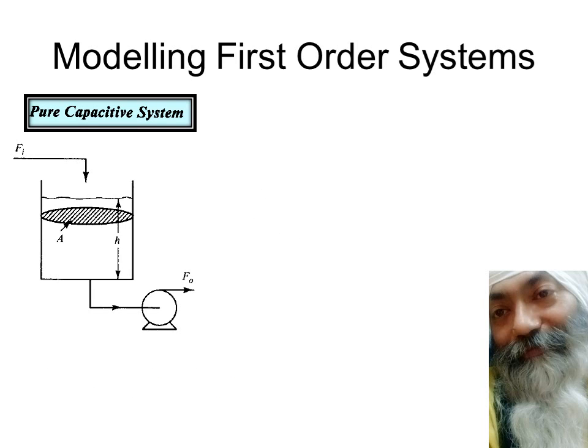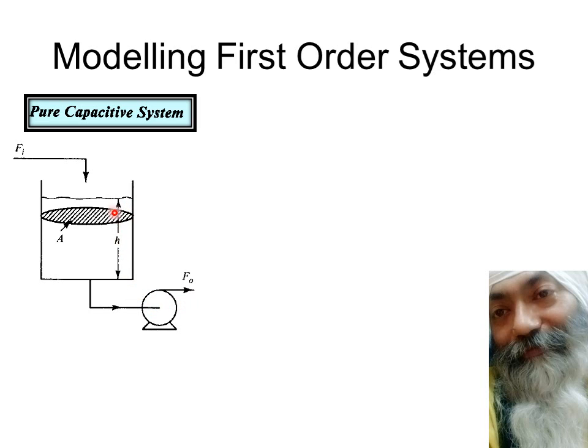Now, my dear friends, this is something similar to what you have done earlier, but with the fact that earlier this F naught was equal to H upon R. So as this H decreased, this F naught also decreased because there was a fixed resistance R over here. But this is a different case. In this case, this F naught is equal to constant. This F naught is not dependent on H. This F naught will remain same.